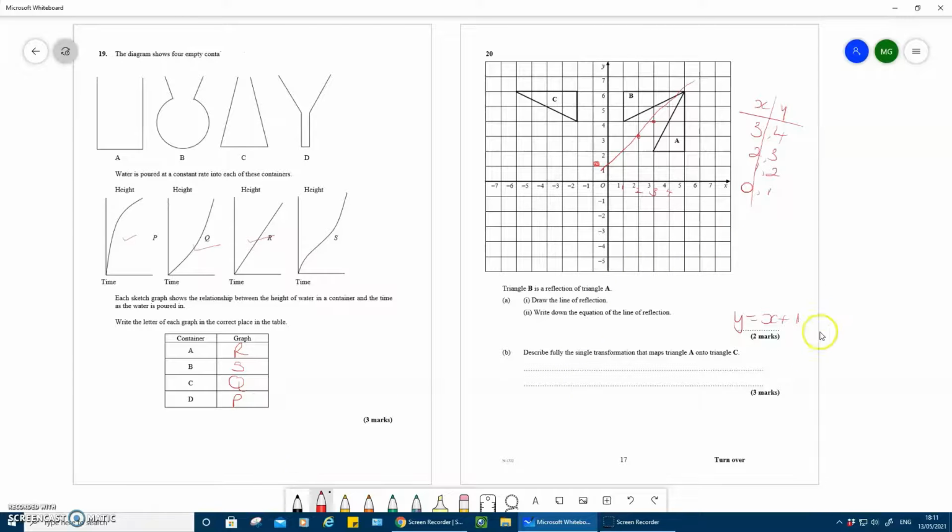But I've got to rush on. So this is going to be a rotation 90 degrees anti-clockwise. That's 2 marks, and the third mark is the centre. I don't know exactly where it is, but roughly minus 0.5, 1. Okay, that won't be exact.